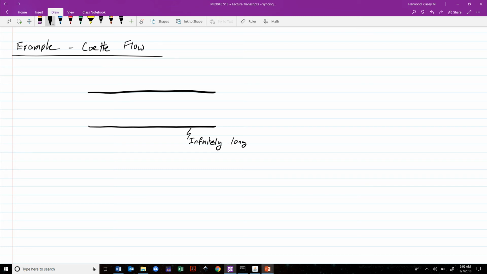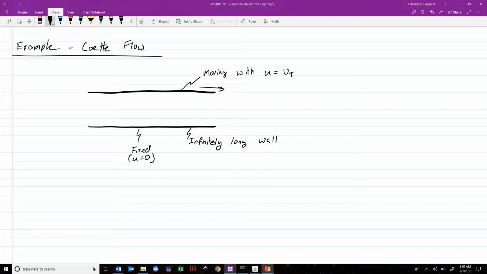Infinitely long wall. So this bottom wall here, we're going to say is fixed. That is, it has a velocity of 0. This upper wall, we're going to assume is moving with u equals u sub t. Okay. So this could be considered similar to the way a linear bearing works, where we have a fixed surface and another surface sliding past it.